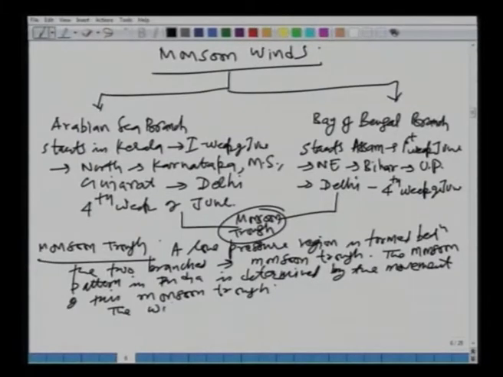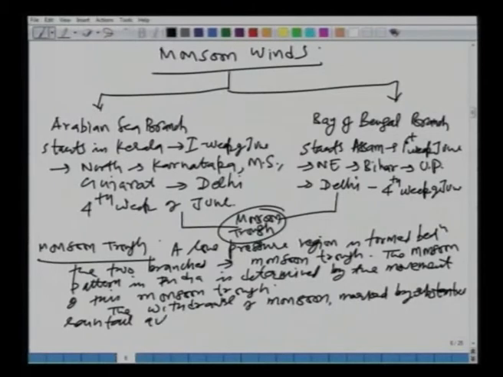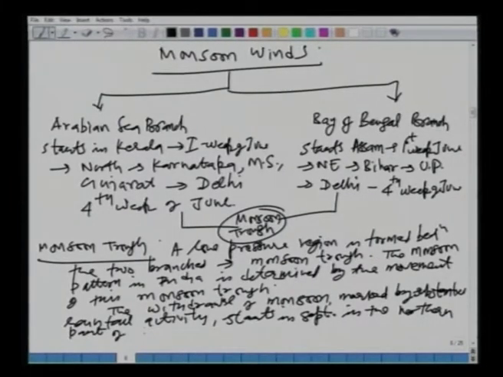And then the withdrawal of monsoon, which is marked by substantial rainfall activity, starts in September in the northern part of the country. Okay. So, withdrawal also starts from the northern part of the country.